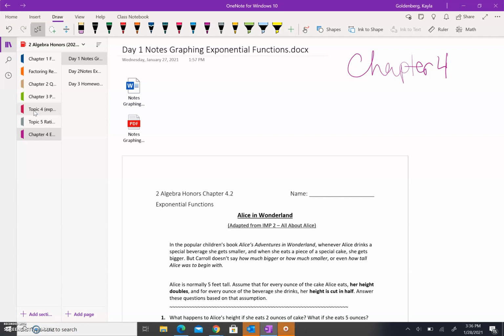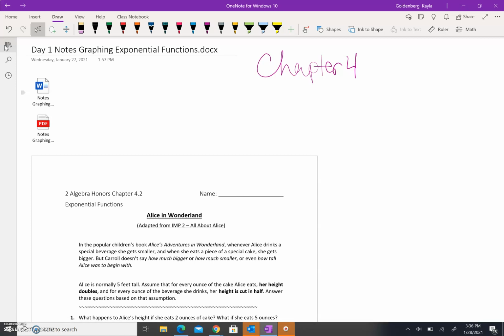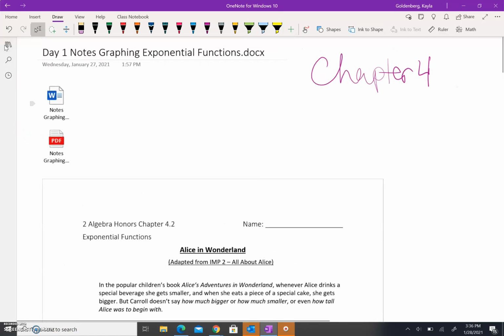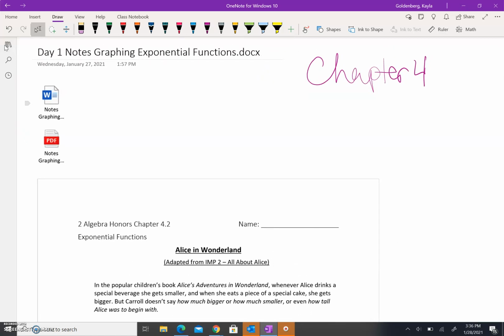We are now in our sixth topic. It's chapter 4 in the textbook, so I'm just going to be calling it chapter 4 rather than topic 6, just to keep the numbers not mixed up. So in chapter 4 in the textbook, we're going to be looking at exponential functions.